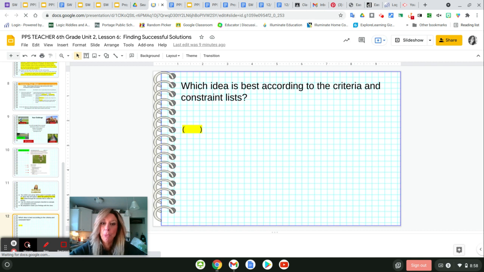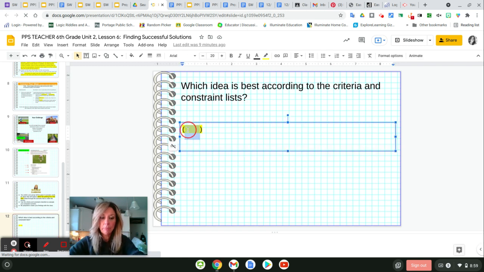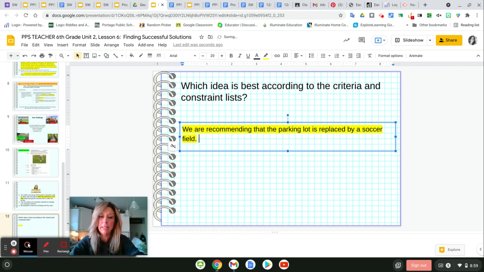All right, slide 12. Which idea is best? Which is the recommendation? Well, we have two. On the parking lot side, we are recommending that the parking lot is replaced by a soccer field. The field should be replaced by a rain garden. That's it.